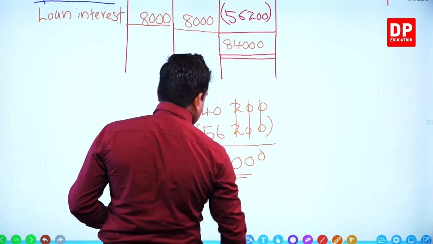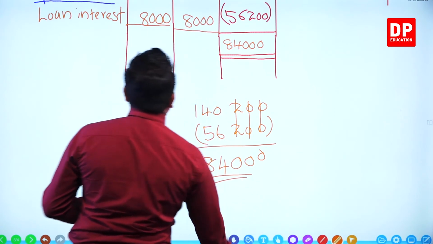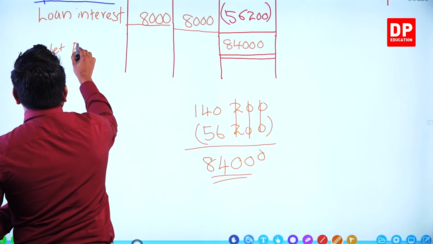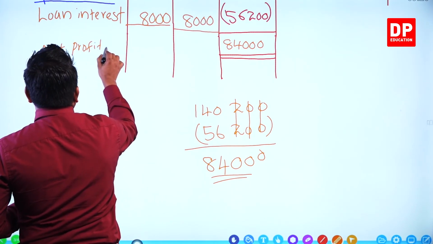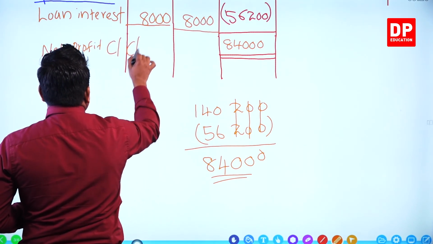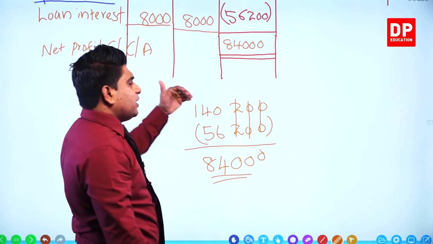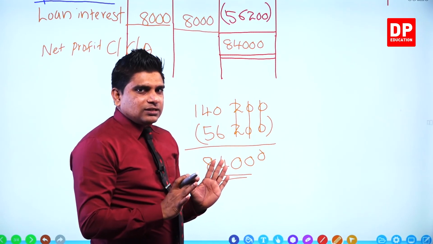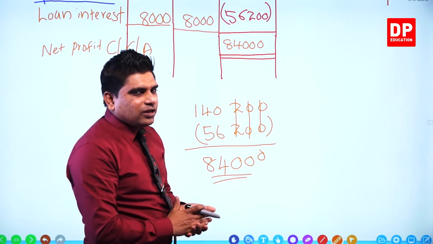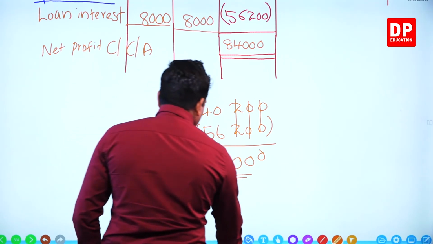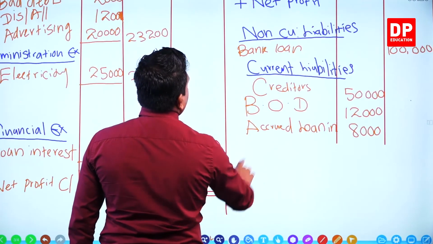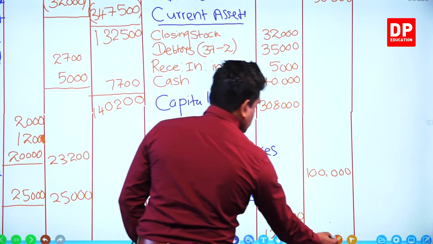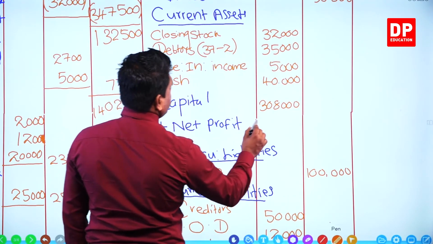You must remember here something. What is that? You write here net profit carried to capital account. If not, you can use the long version: net profit transferred to the capital account. Carry it to capital account, same way. You can use the short word here. Now you bring this 84,000 to the statement of financial position.